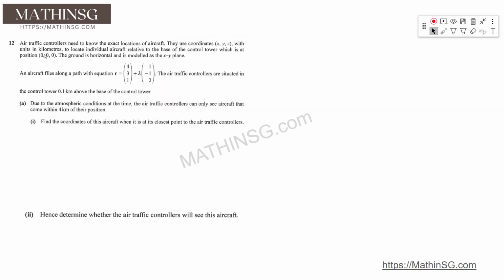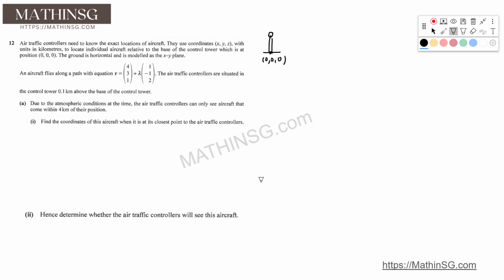So now let's take a look at the question. We are given air traffic controllers need to locate the exact location of aircraft. They use coordinates X, Y, Z with units in kilometers to locate individual aircraft relative to the base of the control tower, which is at position 0, 0, 0. So we know that the base of the control tower, maybe the control tower looks like this. This is the base, and this is where the origin is.